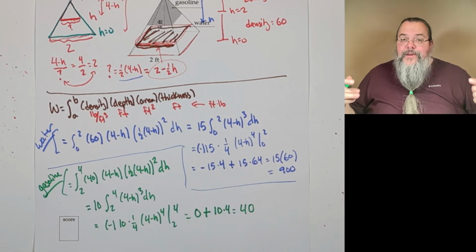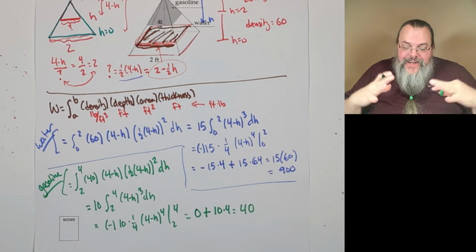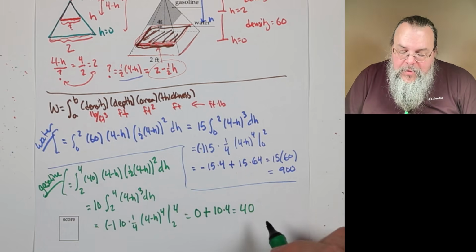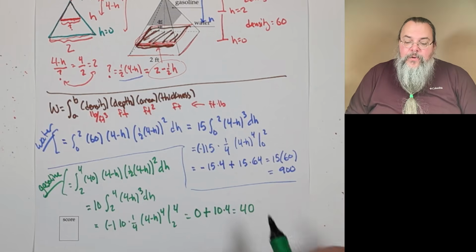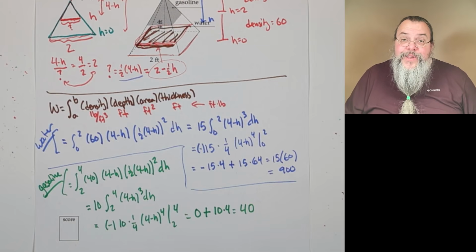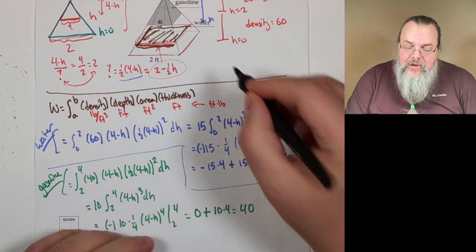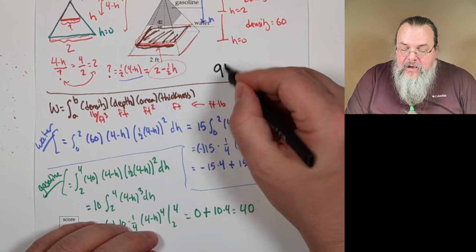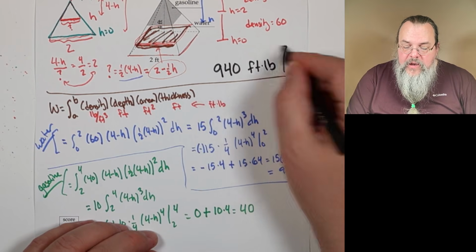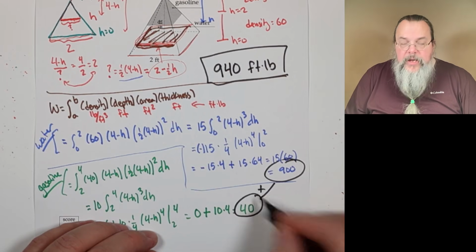So that's a much smaller number. But like we said, there's a lot less, it's lighter, and you don't have to move it as far. So that's the work to move the gasoline. So what's the total work? Well, the answer is you put these two together. So our total work is 940 foot-pounds, right? 900 plus the 40.